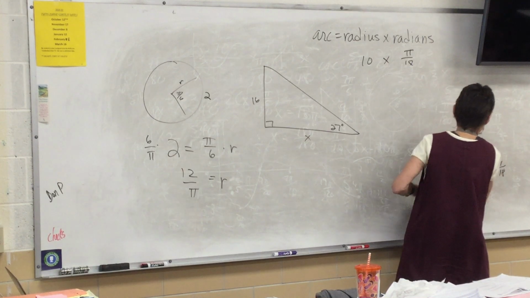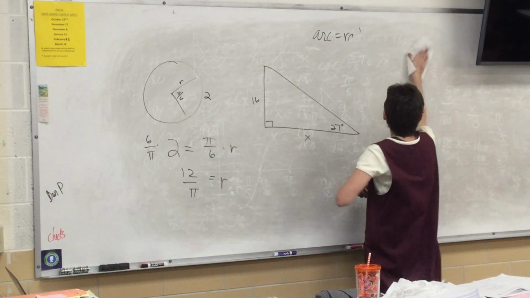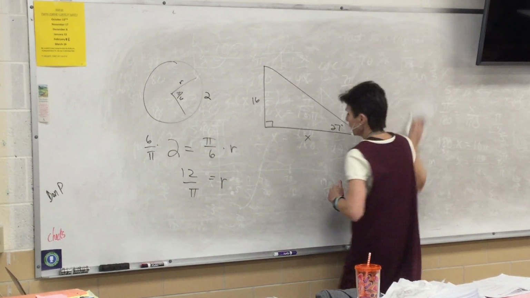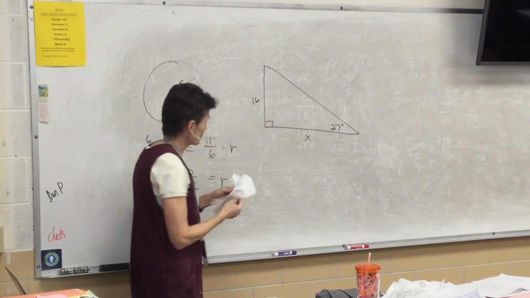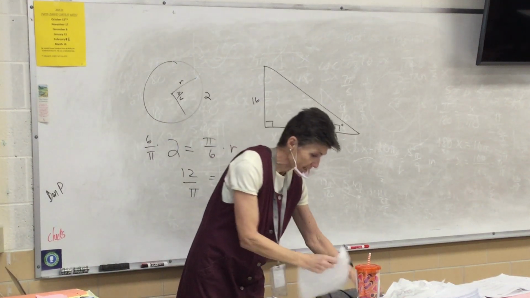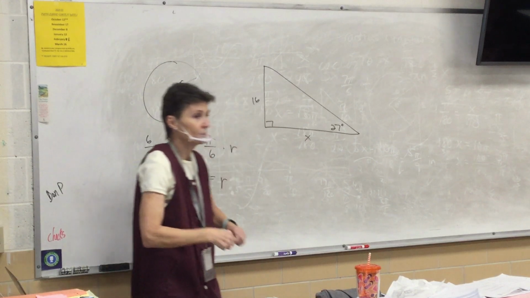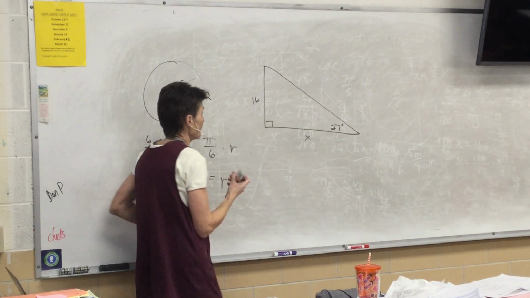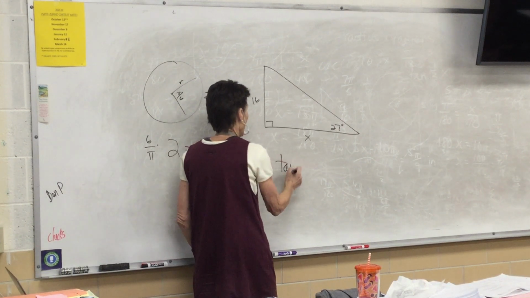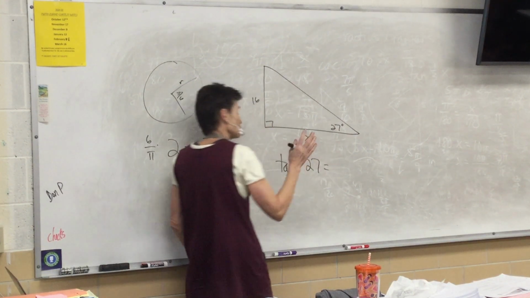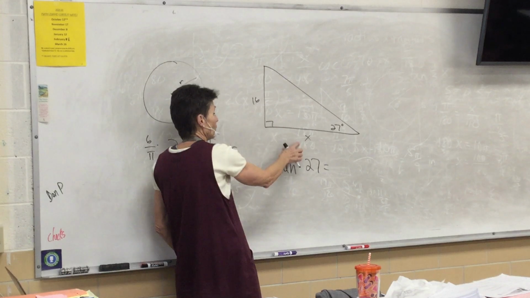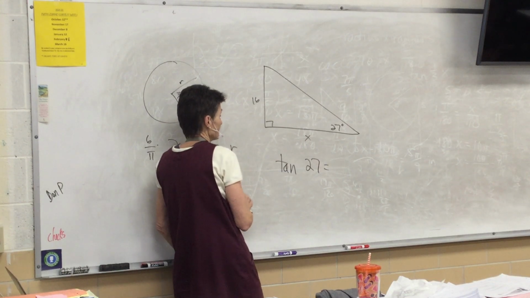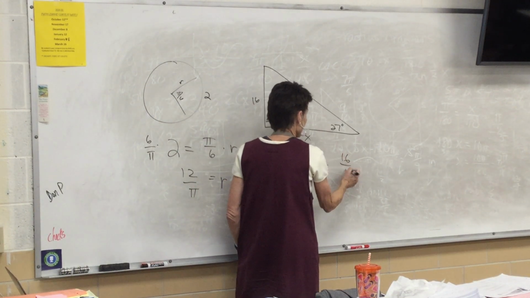Okay, so now we have to write an equation, and you're gonna pick whether you want your equation to be a sine, cosine, or tangent. Those are your only choices. Please don't do something weird. Sine, cosine, or tangent. So what do you think? Tan. Obviously it's tan, as you know. Opposite over adjacent. So 16 over x.